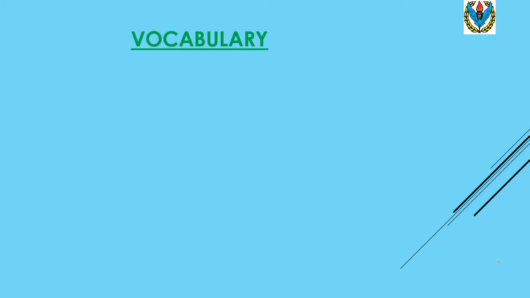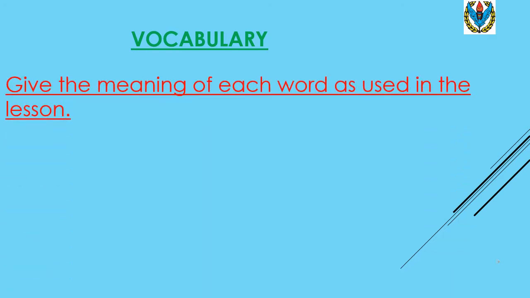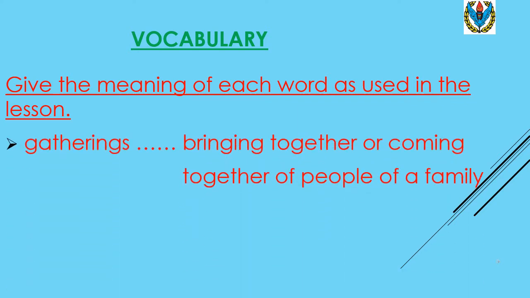So students, first of all, we have the vocabulary section here. It's part A, give the meaning of each word as used in the lesson. We have been given a list of words here in this question, and we have already discussed the Urdu meanings of all these words while translating the lesson in Urdu. So here I would like to explain the meaning of all these words in English. The first word is gatherings, bringing together or coming together of people of a family.